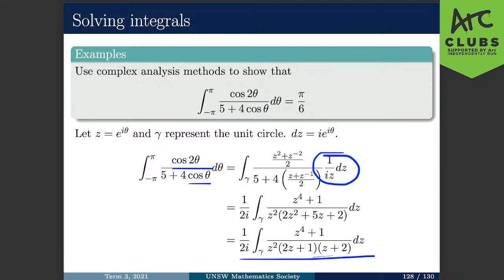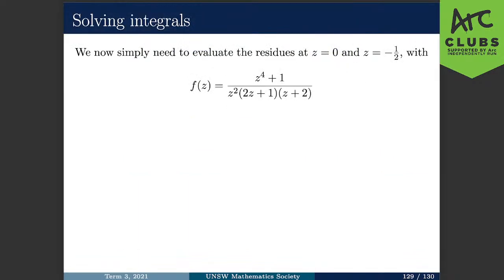So we just need to find where the zeros are. There's negative half, there's negative 2, and 0. But we don't care about the negative 2, because negative 2 is outside of this unit circle. We don't need to care about it. So we simply need to evaluate the residues at 0 and negative half. As usual, evaluating at negative half, that is a simple pole. It's a zero of order 1 on the denominator. All I need to do is multiply by z plus half and then take the limit.